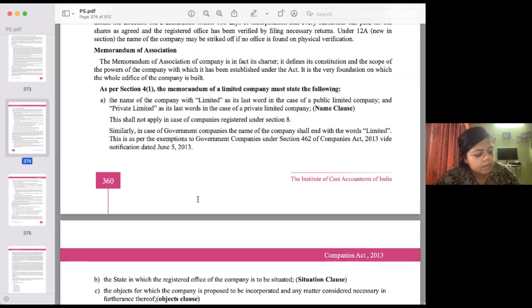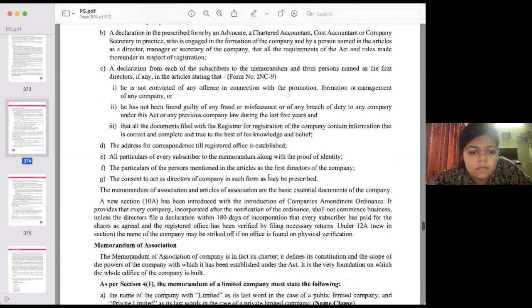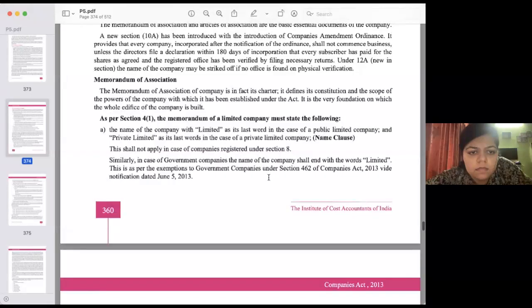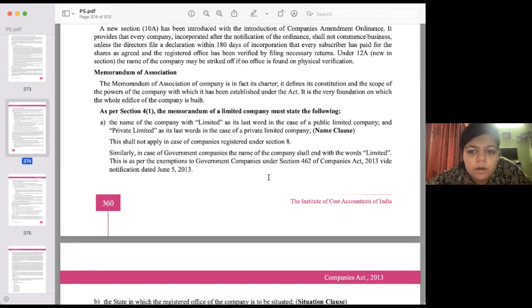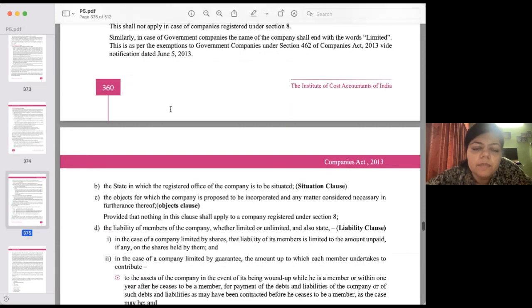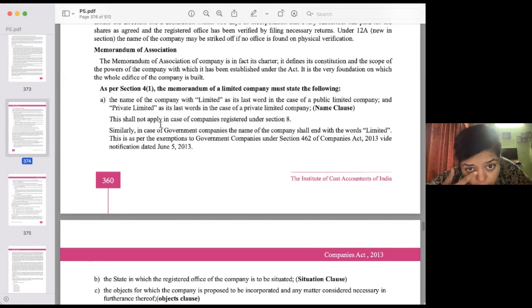When we talk about memorandum of association, we talked about Section 4 of the Companies Act. Section 4 of the Companies Act talks about memorandum of association with respect to an incorporated company.